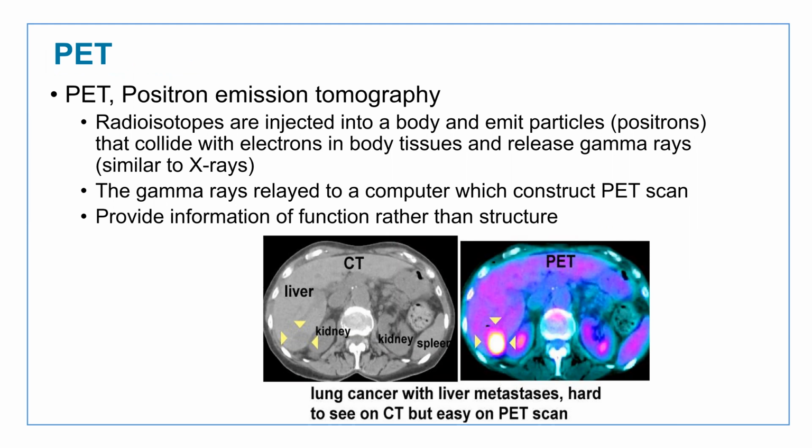When radioisotopes are injected into a body, they emit particles called positrons. Those positrons collide with electrons in body tissues and release gamma rays, similar to X-rays. Those gamma rays then relay to a computer, which constructs the PET scan. PET provides information of function rather than structure.